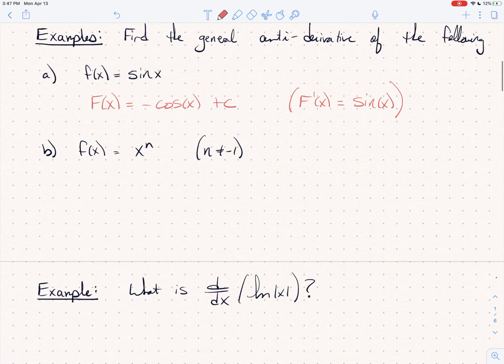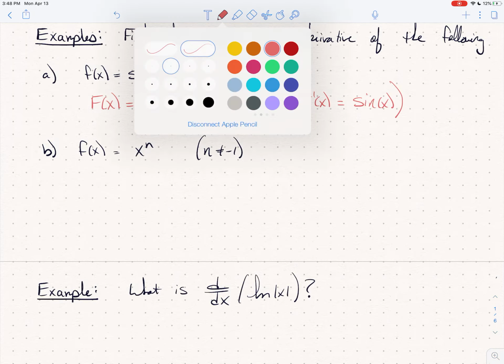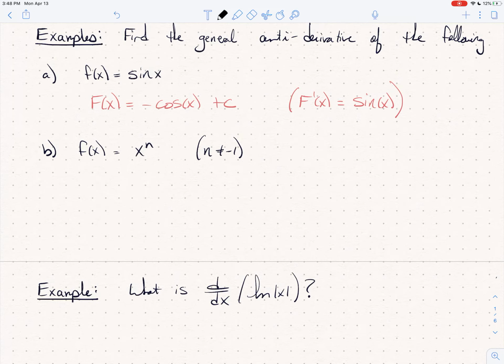What about x to the n? Here, I'm going to assume n is not equal to negative 1. So I want to undo the power rule. Usually we go from x to the n to n x to the n minus 1. So if I want to go backwards, I'm going to say big F of x is x to the n plus 1, add 1 to the exponent, and then divide by that. You can see now why I don't want n to be negative 1. Otherwise, I'd be dividing by 0. So we'll slap on a plus c there.